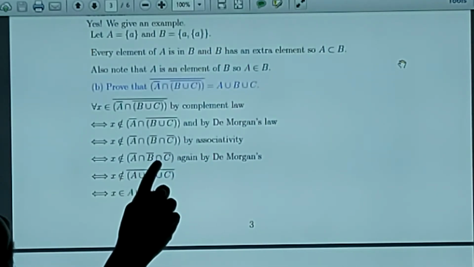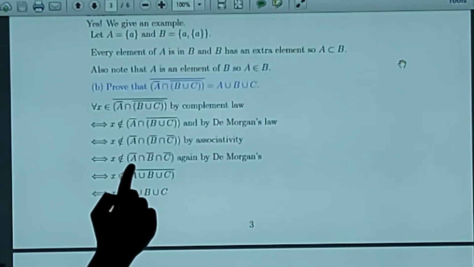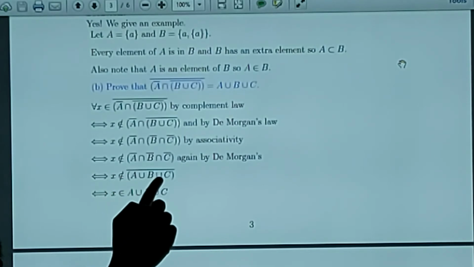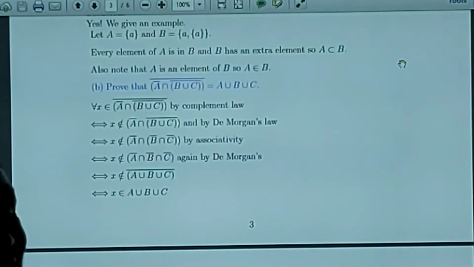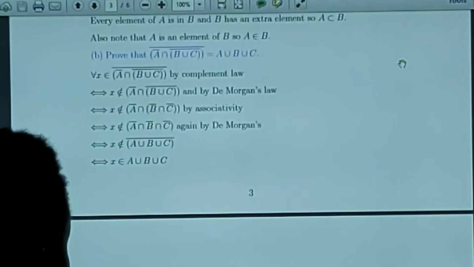Many of you didn't do that. So again by De Morgan's, A union B union C complement is the same as this set. So X is not in this set. So again, by complement law, this is a case. Anything that doesn't give reasons, I don't give you marks. Okay? That's what I expected for that question.